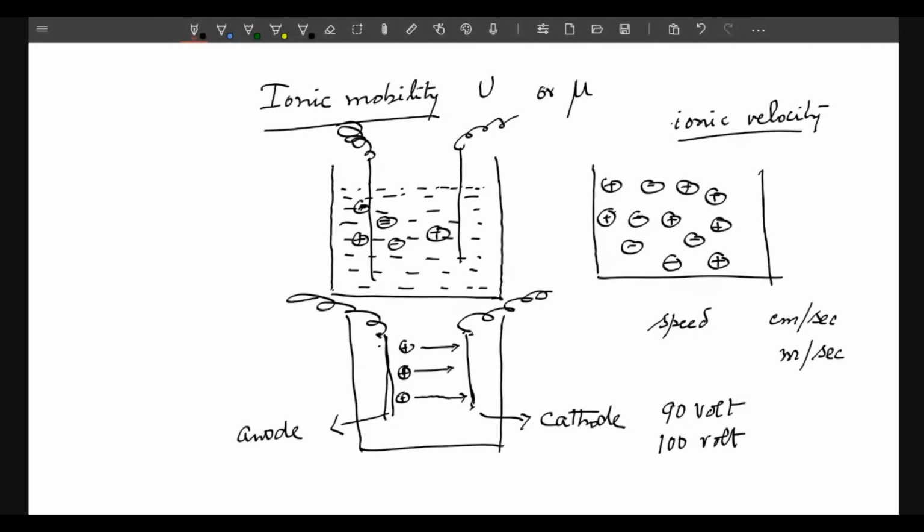That is very essential because only in the applied electric field does it move directly towards the electrode. And this speed depends on the potential difference applied on the electrode. The unit for this speed is either centimeter per second or meter per second. This is called the speed of the ion.